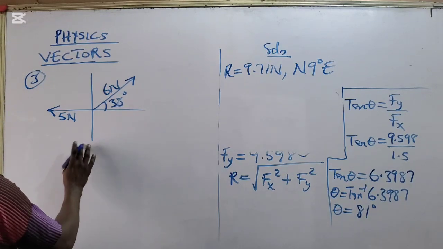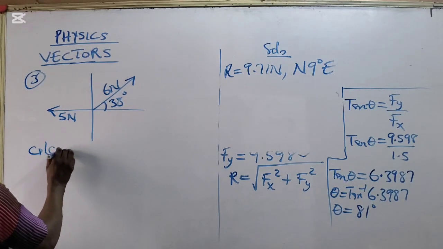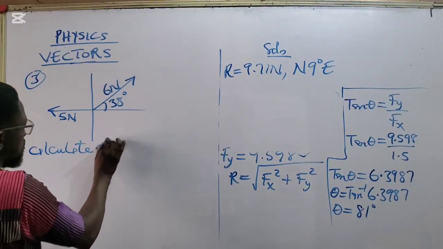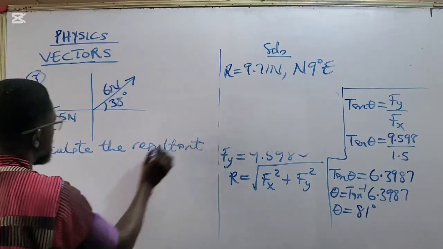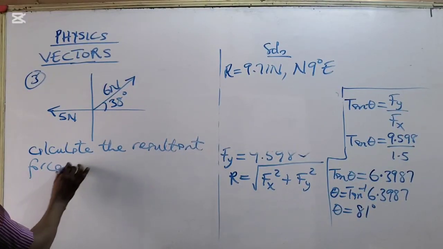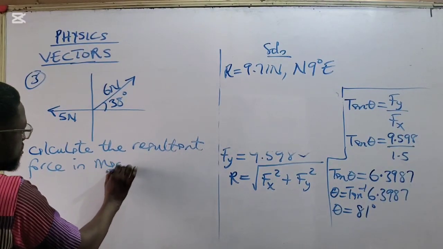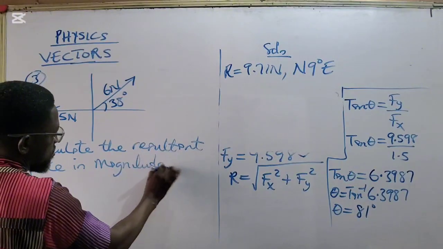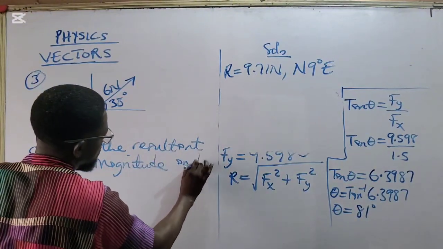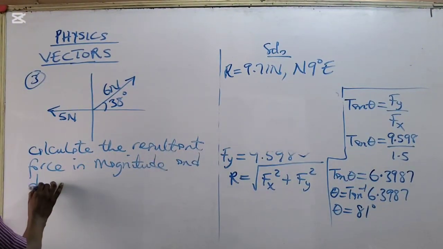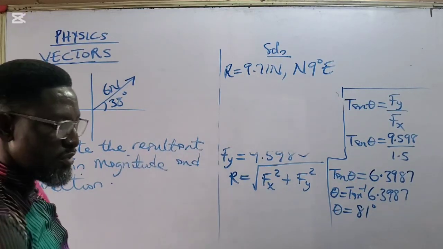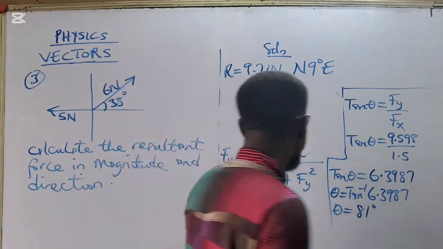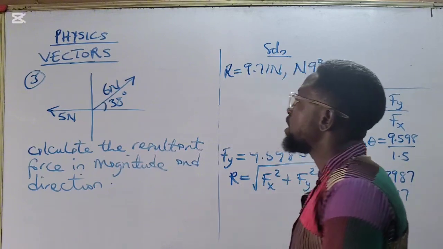Okay, calculate the resultant force in magnitude and direction. Now, I'm going to find the resultant force, or the resultant vector in that case, the magnitude and what direction.